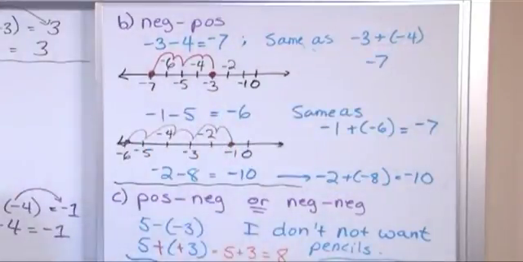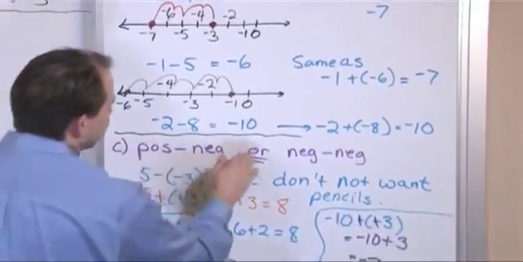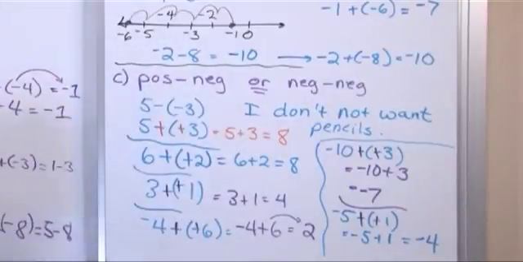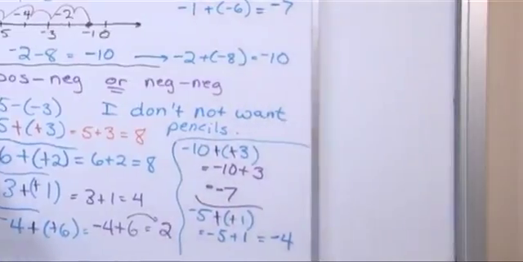And the final case is if we have positive minus negative or negative minus negative. Anytime you have minus a negative number, you need to add the opposite. And then you just follow the rules that we've been studying in the previous couple of sections.